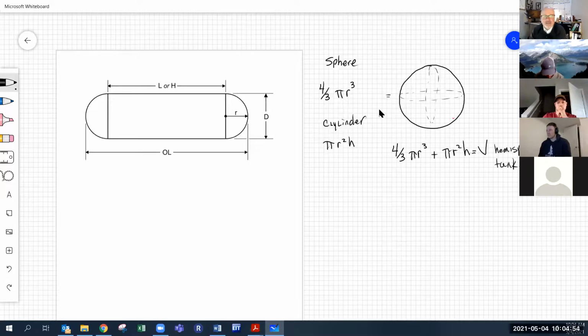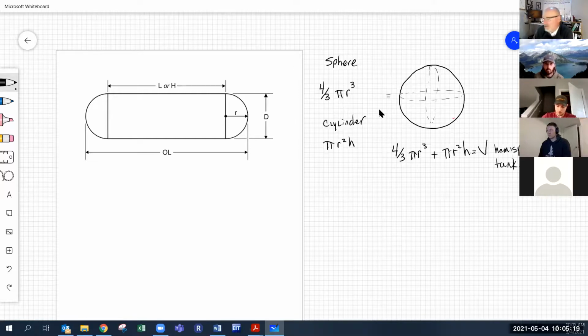And then you're going to ask me, maybe not, but why do we need to know hemispherically ended tanks? Well, hemispherically ended tanks come in propane tanks, just like this. And we need to know the volume of some of these things. So I'm going to break this down. I'm going to do a couple of questions according to volumes of these tanks.